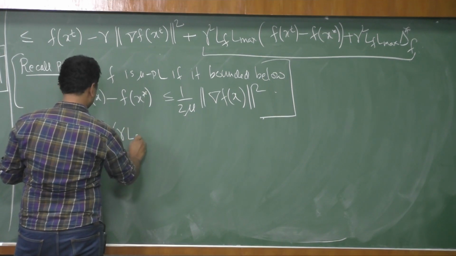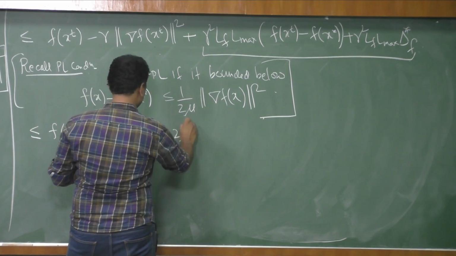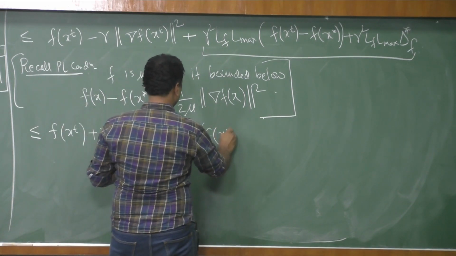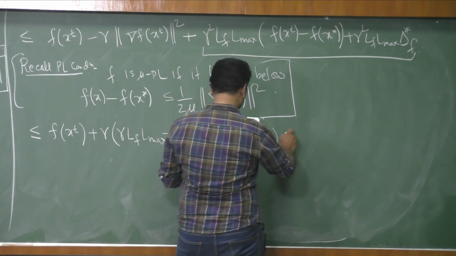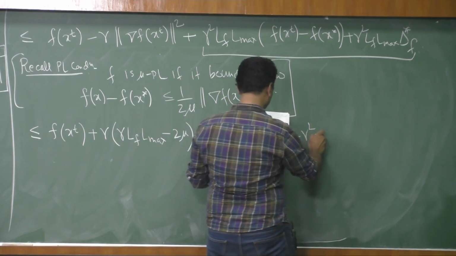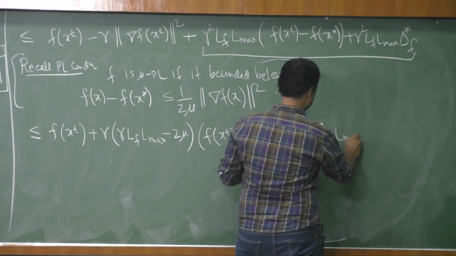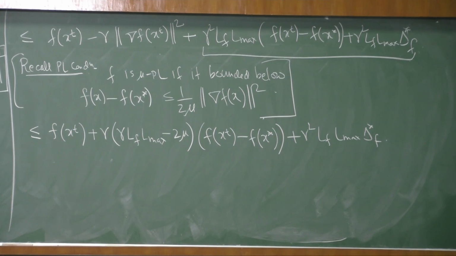So gamma LF L max minus 2 mu, and then this is Fxt minus Fx star, plus the remaining terms LF L max delta star f. So we have taken that common, Fxt minus Fx star, and we have done some rearrangement here, that gamma we took it out.